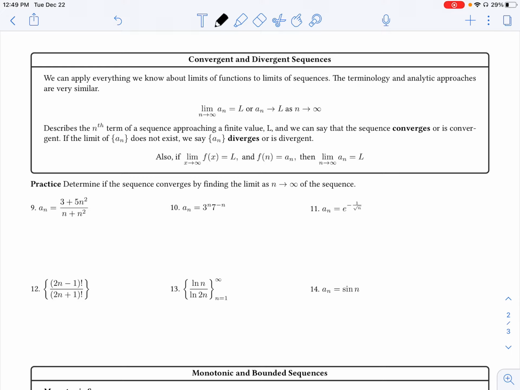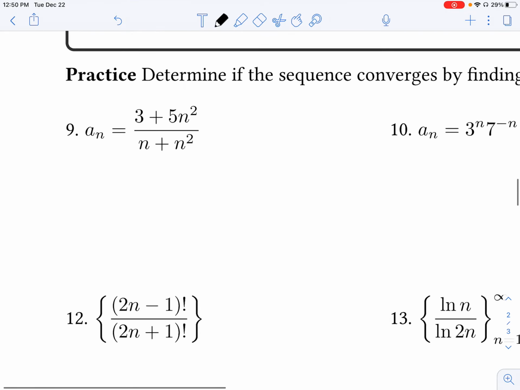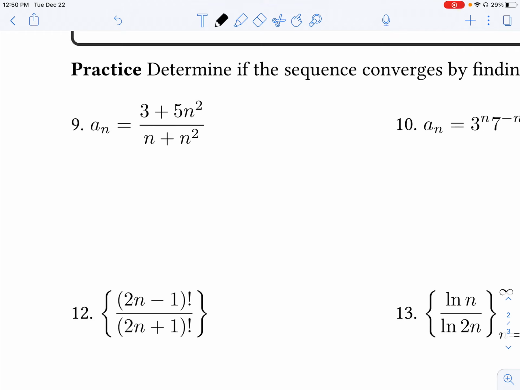So let's look at a couple of examples of sequences that converge or might diverge to make better sense of this. So let's look at this first one here. We've got an nth rule or general rule for our a sub n terms. And we're just going to effectively look at the limit of this as we would look at the limit of a function. So if we look at the limit as n approaches infinity of 3 plus 5n squared over n plus n squared.